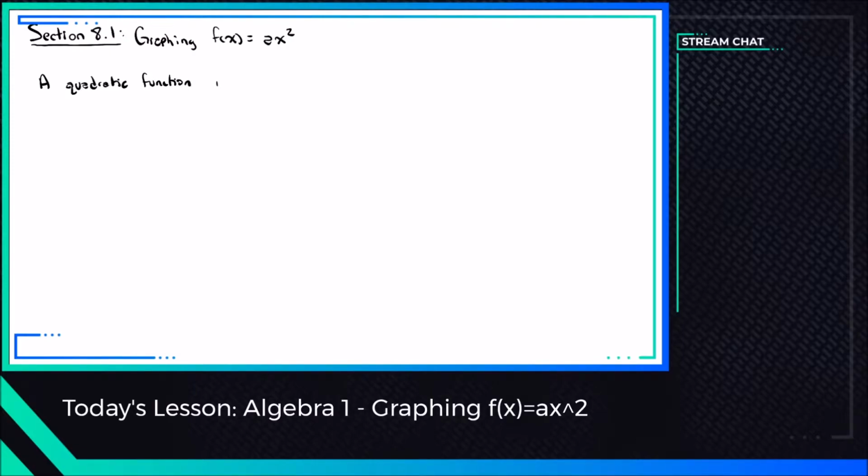is a nonlinear function that is written as y is equal to ax squared plus bx plus c. And today we're just going to focus on this y equals ax squared bit. And the resulting graph is called a parabola.